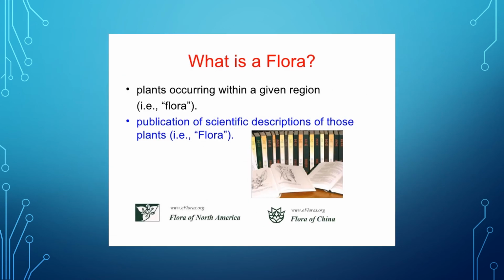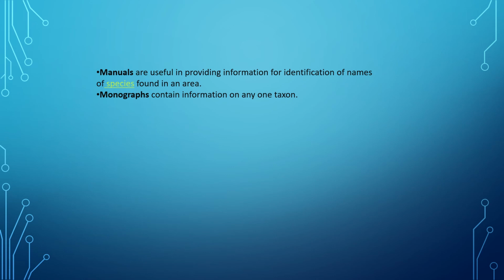Next is flora. What is flora? It is linked with the collection of the plants within a given region. It is involved in the publication of scientific descriptions of the plants. What are manuals? Manuals are useful in providing information for identification of the names of the species found in a particular area. Monographs contain information on any one taxon. This is all about the taxonomical aid.